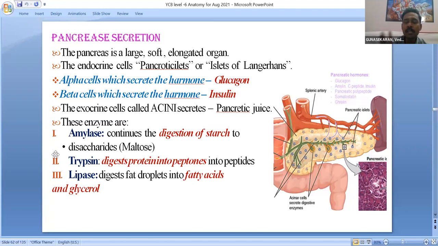All these endocrine glands are governed by the pituitary gland, that is the master gland. We will study it later, but you should always keep some idea about the system. So this is one of the important organs. Why am I telling in detail here? This pancreas acts as an endocrine as well as an exocrine gland.